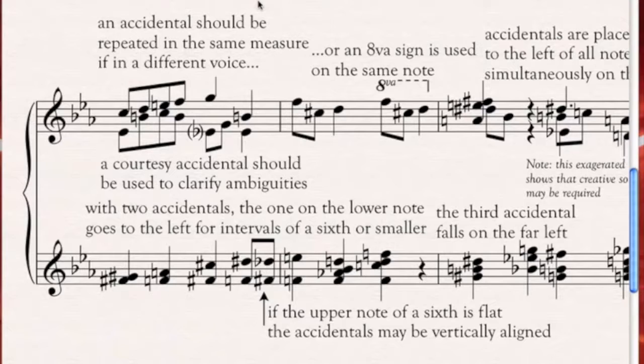Now a little more on accidentals and key signatures. There's so many different situations that I just wanted to cover a few of them here. An accidental should be repeated in the same measure if it's in a different voice. So here in the lower voice you have a B natural, and here in the upper voice you have a B natural, and you should repeat the accidental.